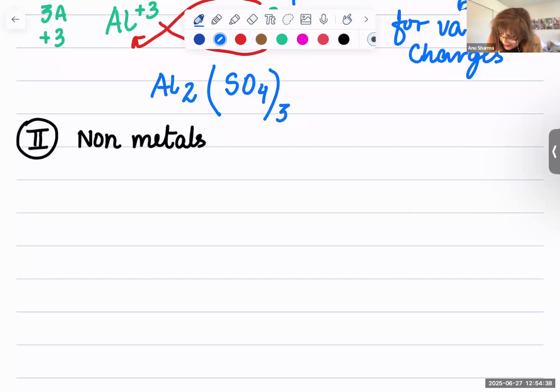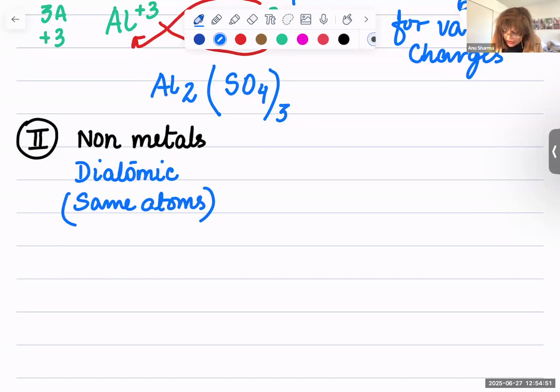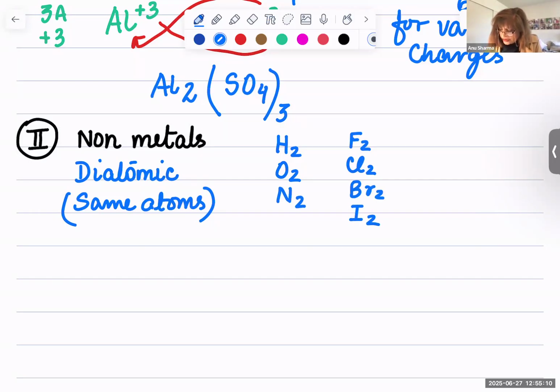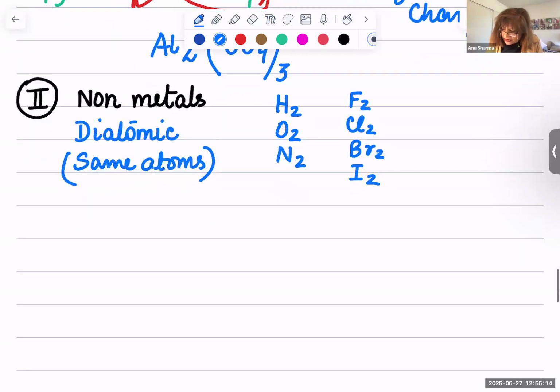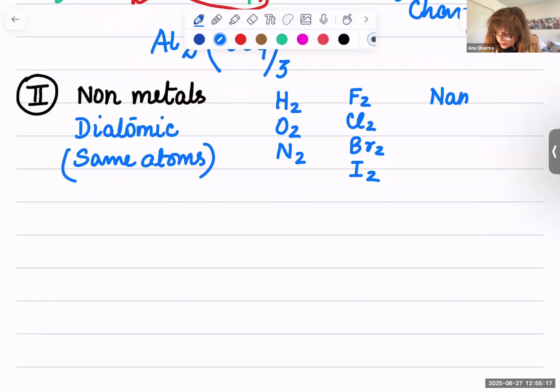Non-metals: there are diatomic molecules. Diatomic means the ones that have the same atoms, and the name is just the name of the element. For example, H2, hydrogen; O2, oxygen; N2, nitrogen; F2, fluorine; Cl2, chlorine; Br2, bromine; and I2, iodine. These are just a handful of nonmetals, the diatomics, and their names match the name of the element in the periodic table.